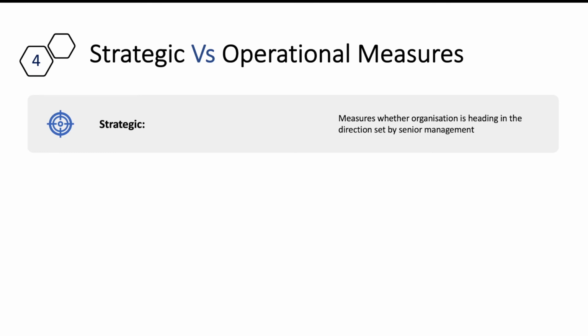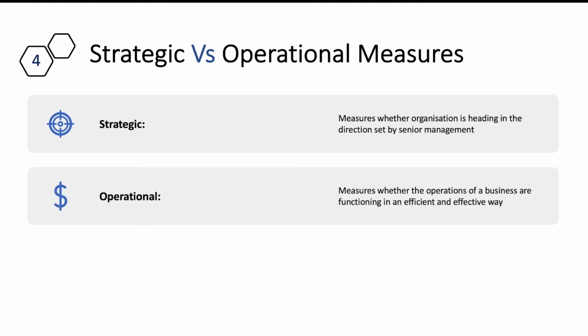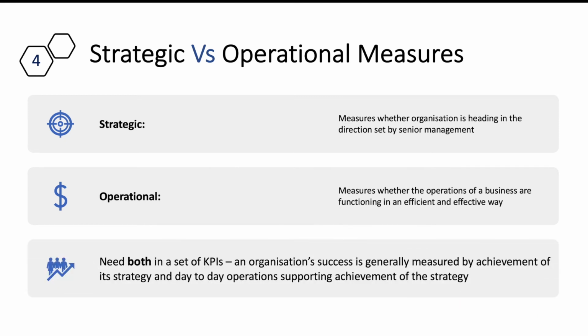Strategic measures whether the organization is heading in the direction set by senior management. And operational is a level below that. It measures whether the operations of a business are functioning in an efficient and effective manner. The strategic is for senior management, but operational is a little bit lower level than the strategic. But the best optimal solution is both. You need both in a set of KPIs. An organization's success is generally measured by achievement of its strategy and day-to-day operations supporting achievement of the strategy. Okay, you got my point, what I'm telling you.